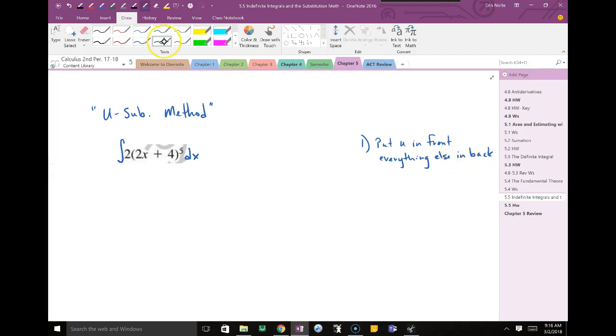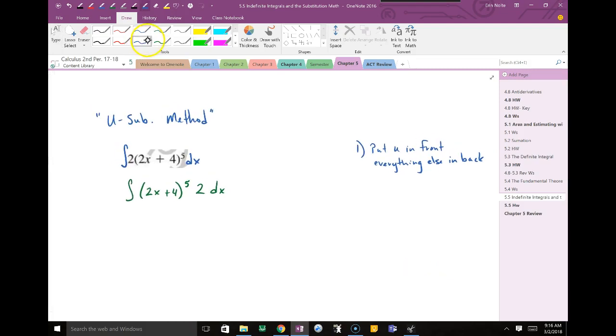Our first step is to take that 2 and put it in the back of the quantity. So we're going to have our u, which is 2x plus 4 to the 5th, and we have a 2 dx. Step 2 is to simply identify your u. That might be a pretty obvious step, but what is my u in this case? 2x plus 4. Third step, derive your u. What is the derivative of 2x plus 4?